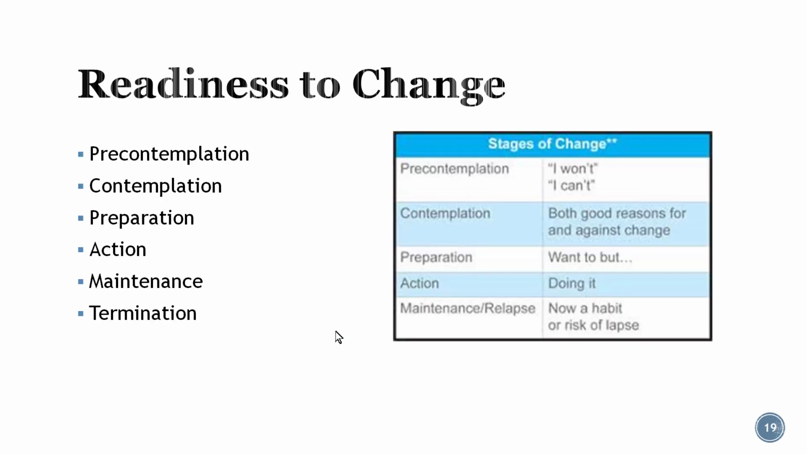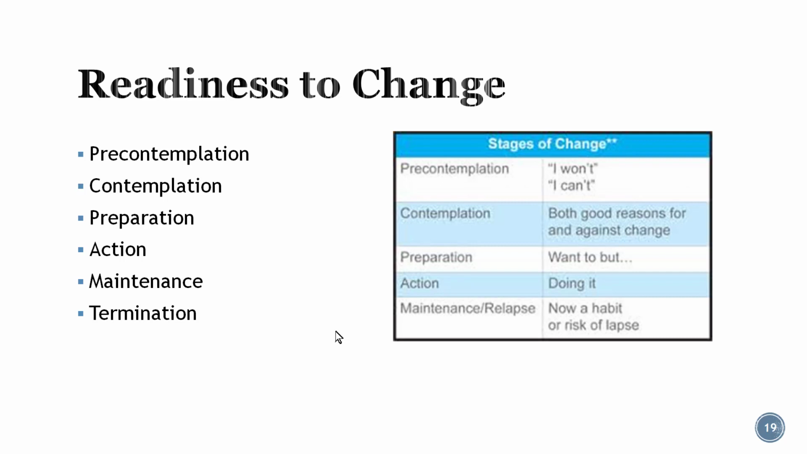So let's look at those change stages. The first one is called pre-contemplation, like we talked about in the previous slide. In the pre-contemplation phase, people do not think that they have a problem, and they don't intend to change their behavior.